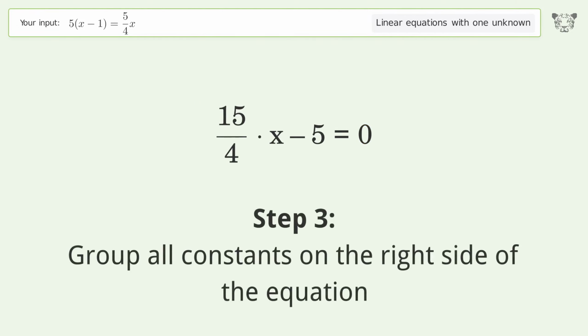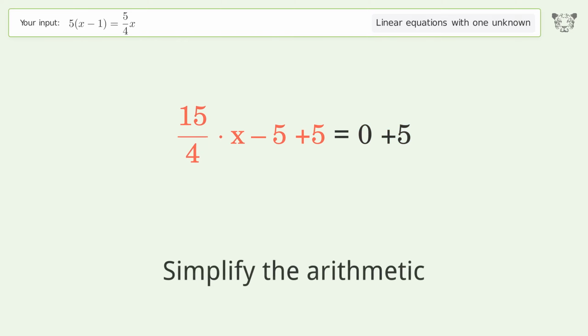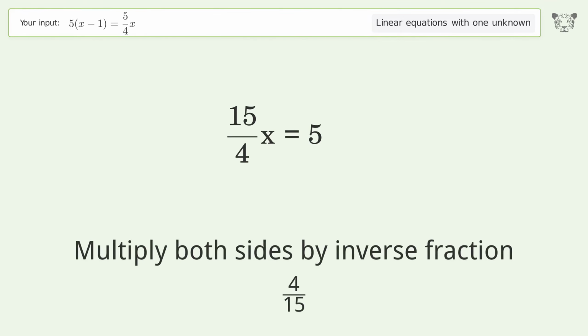Group all constants on the right side of the equation. Add 5 to both sides. Simplify the arithmetic. Isolate the x. Multiply both sides by inverse fraction 4/15.